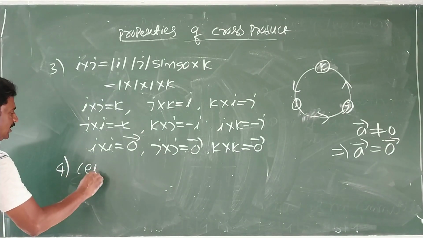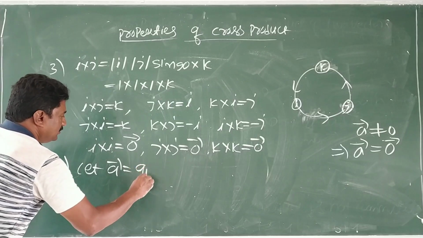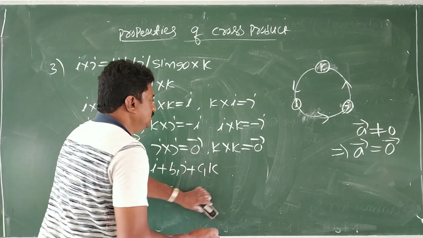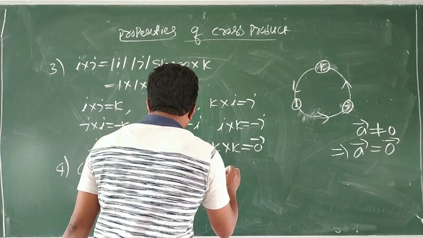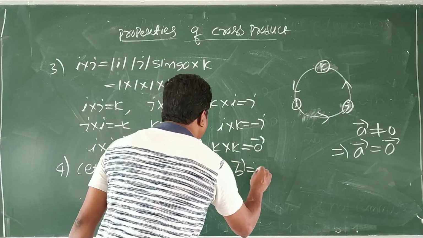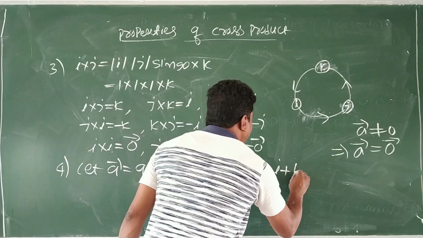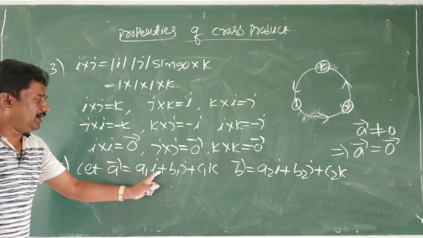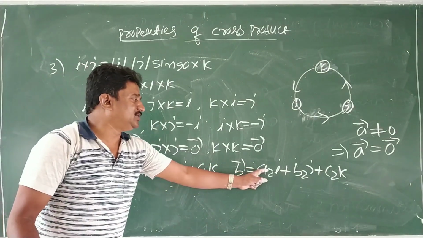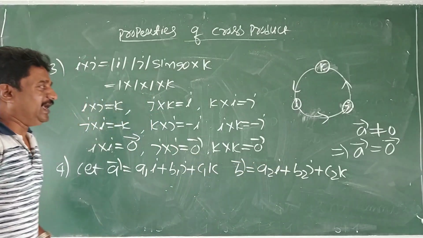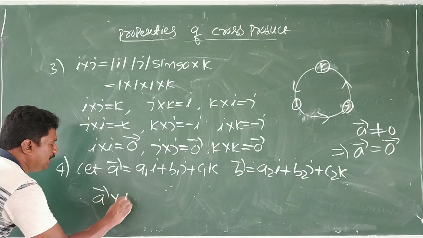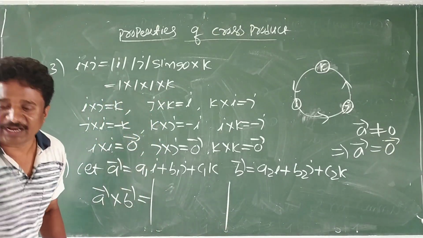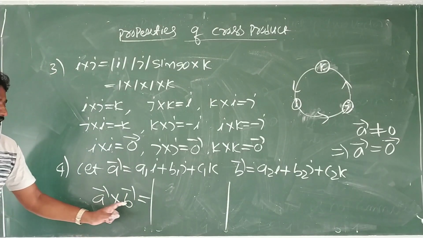So let vector A equal A1i plus B1j plus C1k, and vector B equal A2i plus B2j plus C2k. A cross B can be calculated directly. Here we have a direct method to calculate A cross B.